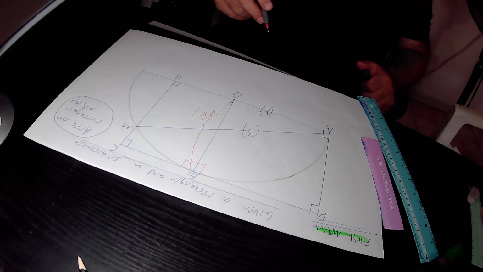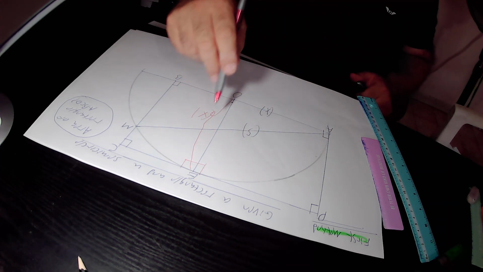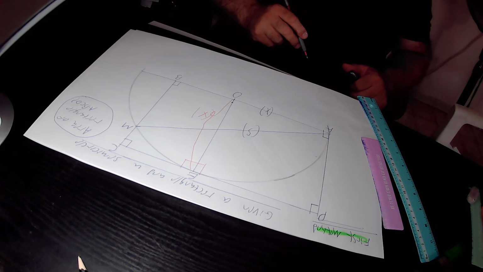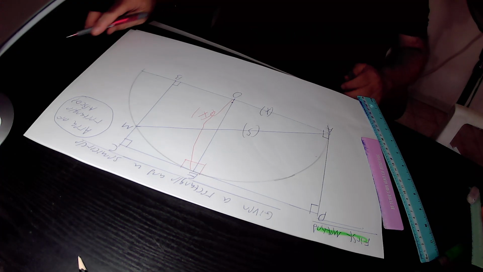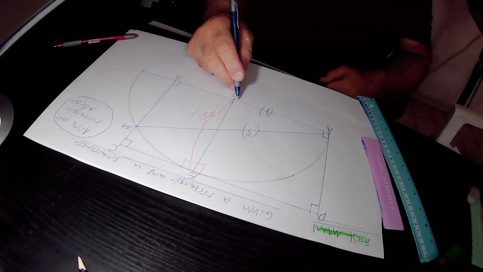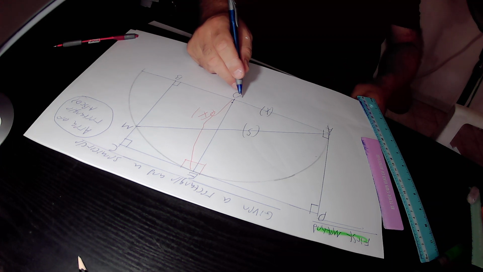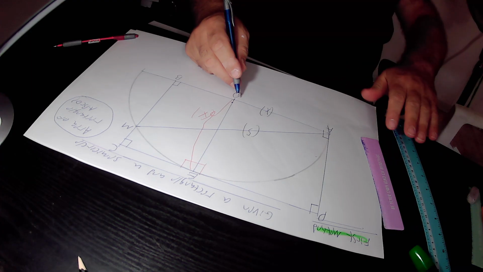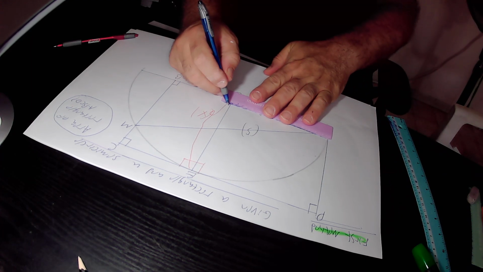So inside quadrilateral ADEO, we have 1, 2, 3 right angles. The sum of 3 right angles is 270 degrees. So 270 degrees plus the size of this fourth missing angle must in total equal 360 degrees, according to the rule that the sum of the angles in any quadrilateral is 360 degrees. Therefore this fourth missing angle must be 90 degrees.